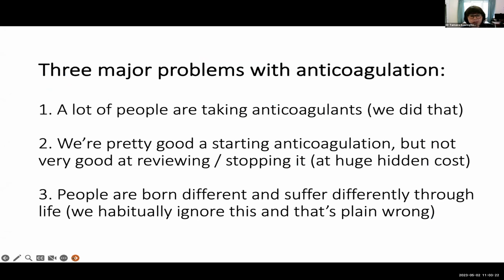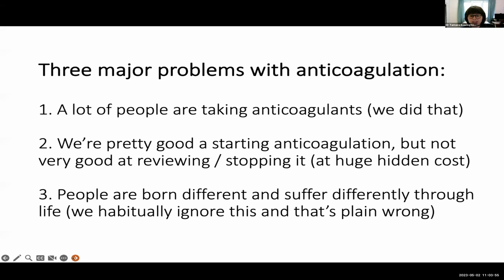We should be very proud that a lot of people are taking anticoagulants. That's good, because that hopefully is going to improve health outcomes for our entire population. That's really good, but it's also a big responsibility, which frankly we carry as the specialists involved in this area. And I think we are, by and large, pretty good at starting anticoagulation. Sometimes we're not, and there's work to do that I'll cover in this talk. But what we're not good at is reviewing or stopping it.